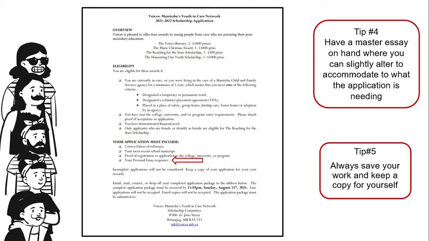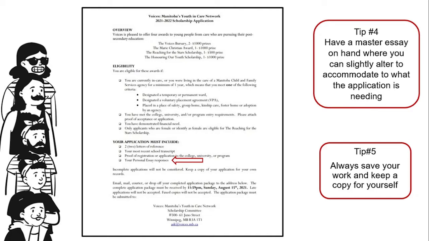Tip number 4 is to have a master essay on hand that you can slightly alter to accommodate what the application is needing. Usually when you are applying to different scholarships, bursaries, sponsorships, grants, whatever, it does require an essay of some sort. So having a master essay on hand will definitely cut down on the time needed to fill out these applications.